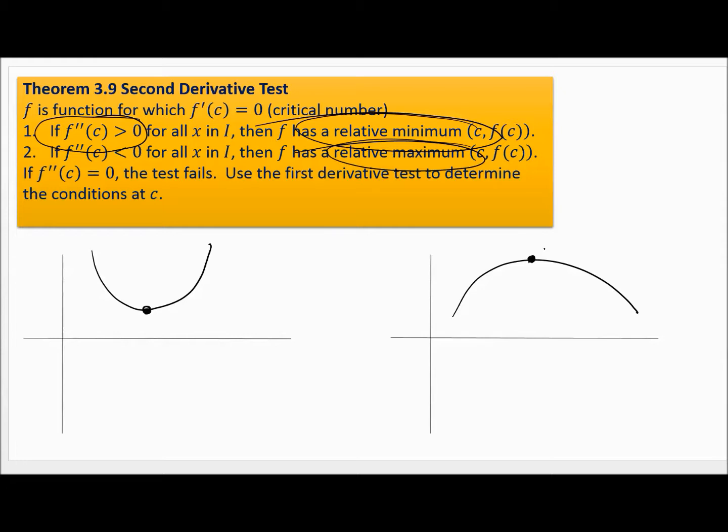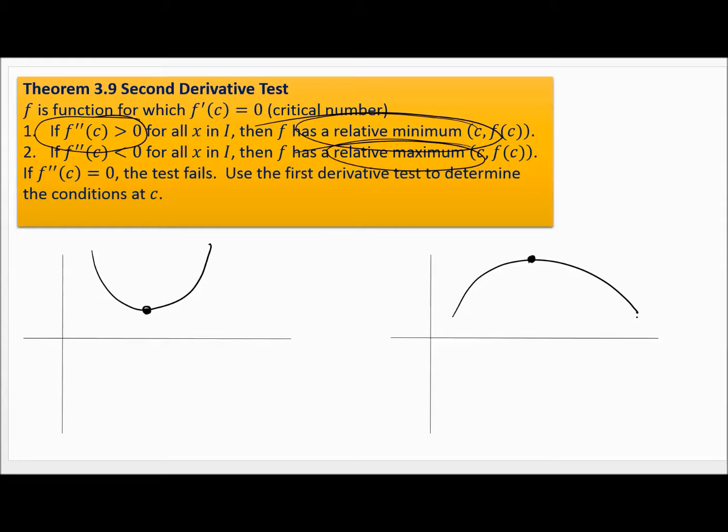Notice the third line here. It says if the second derivative of c is equal to 0, then the test fails. That doesn't mean you don't have a relative maximum or relative minimum. That means you need to use the first derivative test, the test we talked about just a second ago. Goes from decreasing to increasing or increasing to decreasing. That's the first derivative test. And so if the second derivative is equal to 0 at that point, that just doesn't tell you anything. Okay? Doesn't mean you don't have either one, you just don't know.